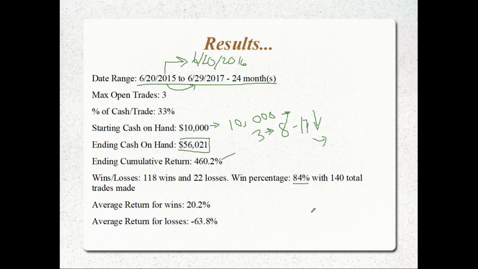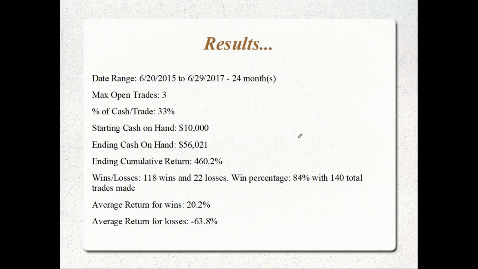Remember, I was looking at a 75% probability, and over the last 2 years, it ended up with an 84% probability. And the average return on wins was that double digit we were hoping for, that 20.2%, close to what we saw with Wynn, which was only 15.2%. And the 22 losses averaged 63.8%. Okay? Now, this is a good leverage return.